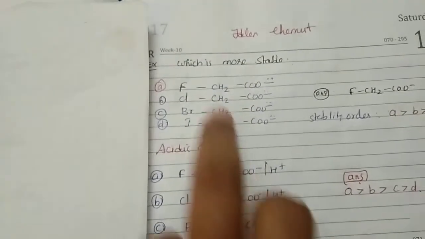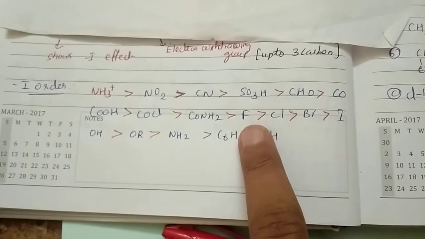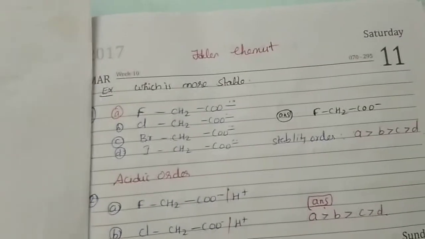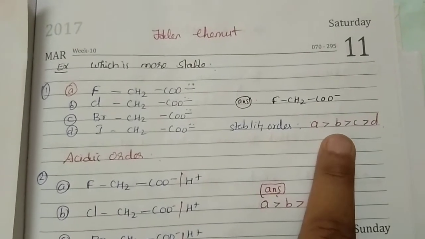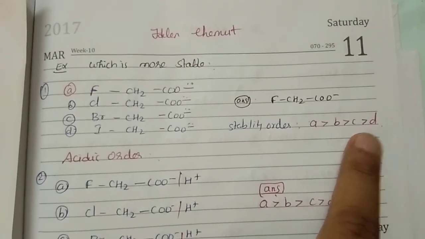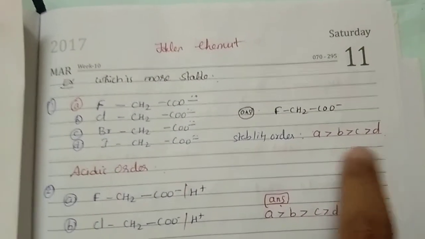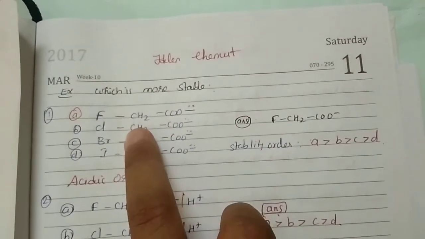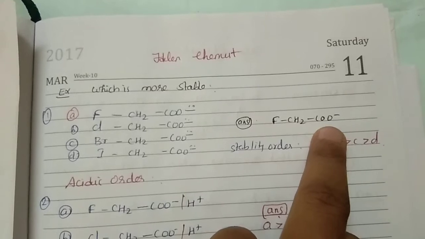Like this for fluorine, chlorine, bromine, iodine. What is the minus I order? Fluorine has the most minus I effect, then chlorine, then bromine, then iodine. So what is the stability order? A, with fluorine, is the most stable, then B, then C, then D. If they ask which is most stable, the answer is FCH2COO minus. Okay.